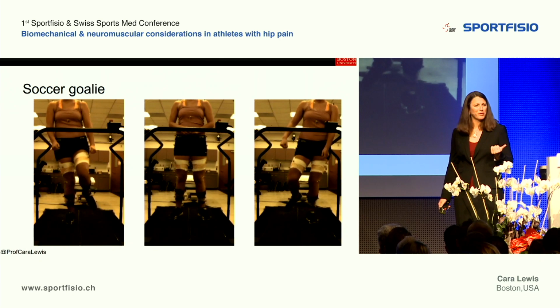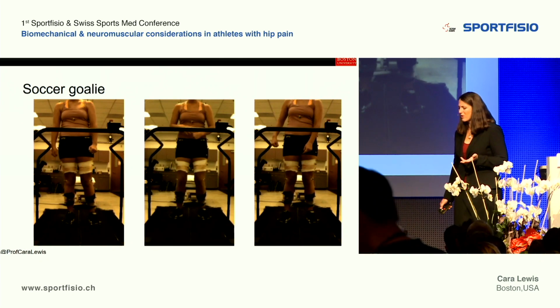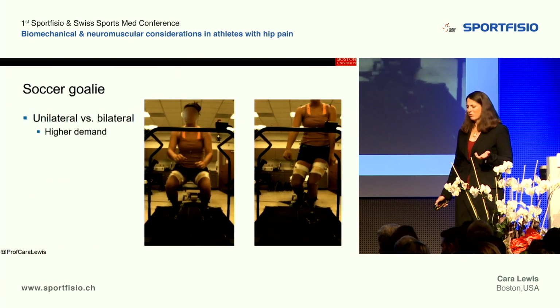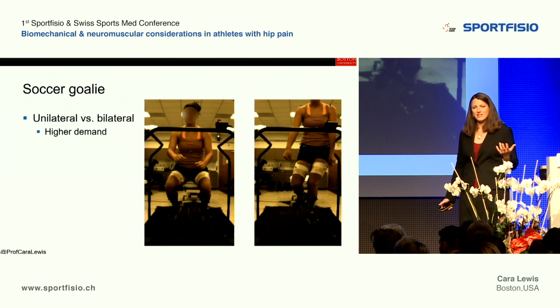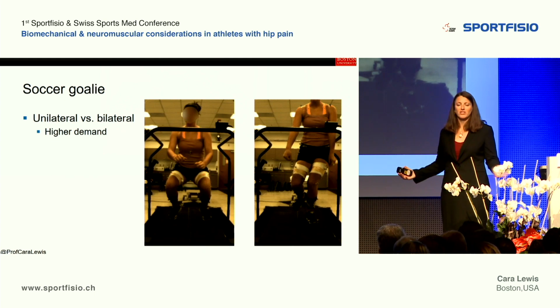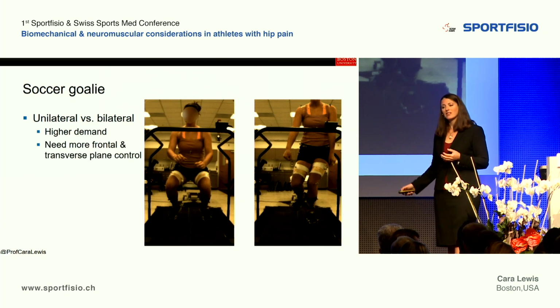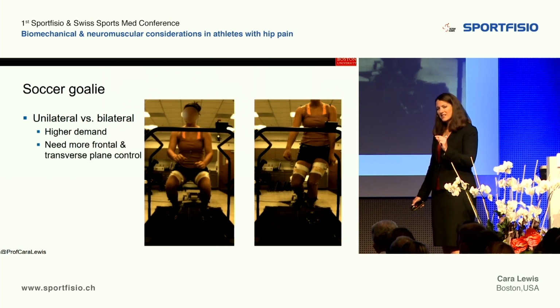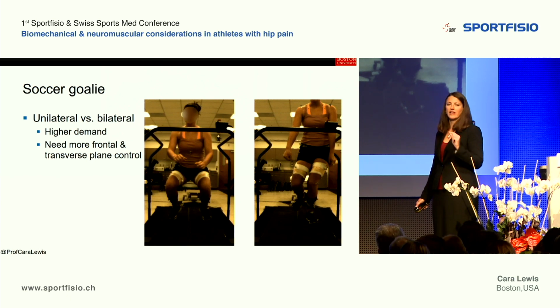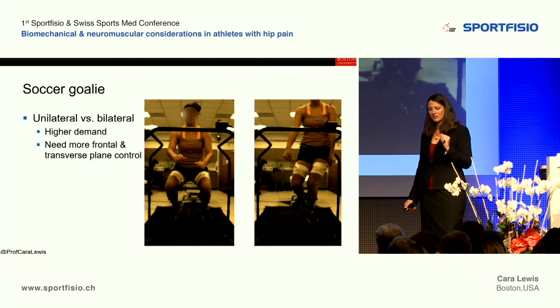She could get a lot lower with the bilateral squat. She has better control with the bilateral squat. What's happening? Why is there this difference? Obviously unilateral is harder than bilateral. It's a higher demand. You're on one leg. But the other part of it that's really important, I think, is that when you're on one leg, you need to control frontal and transverse plane. When you're on two, it's more about sagittal.